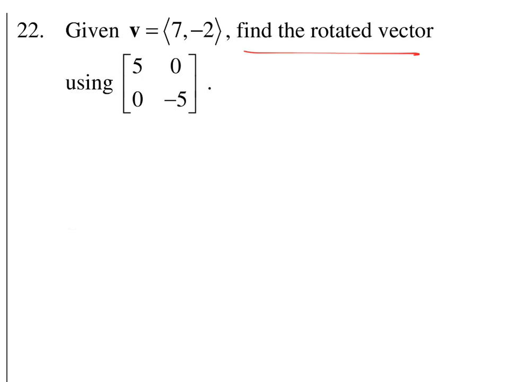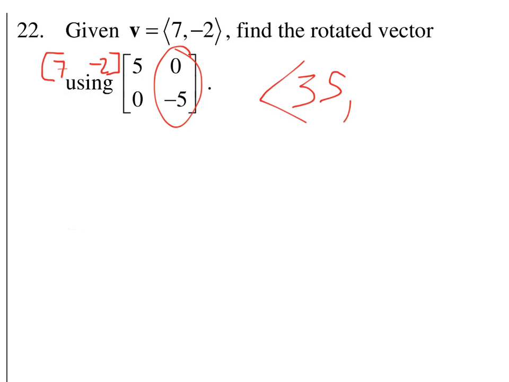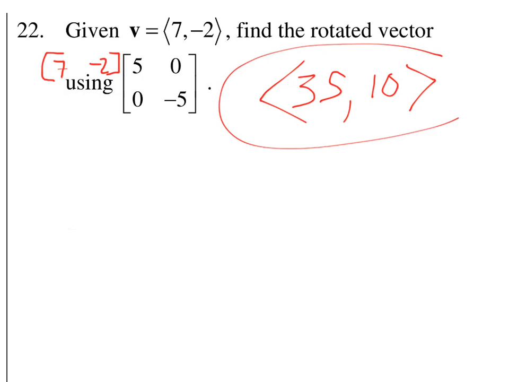There we go. It brings us to 22. Here's my vector. Find the rotated vector using that. So I'm really just taking this vector here and multiplying by the matrix right there. So that's like having 7, negative 2 multiplying through, and that's going to give me 7 times 5, which is 35, and then negative 2 times 0, which is 0, add that. So you get 35 to start out with, and then I can do 7 times the 0, and then negative 2 times the negative 5, add that up, that gives me positive 10, and that's it.